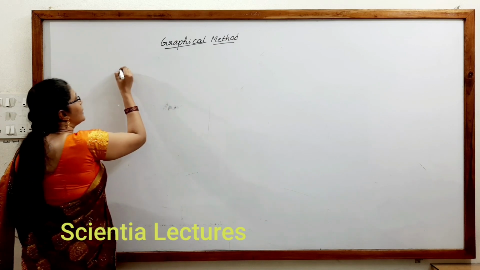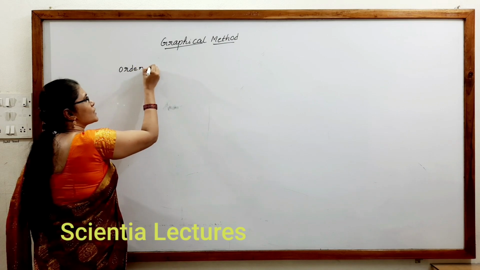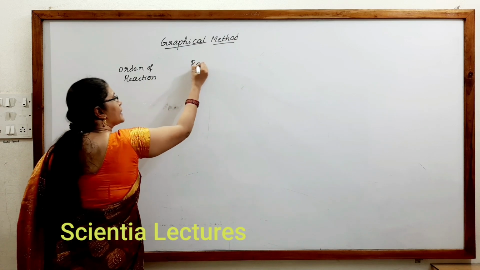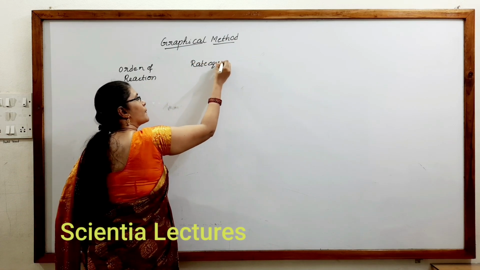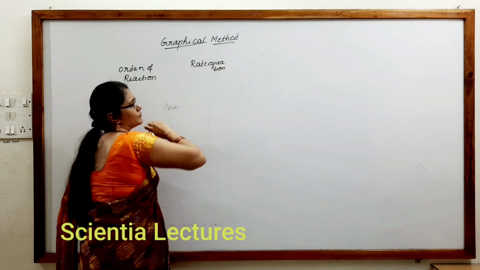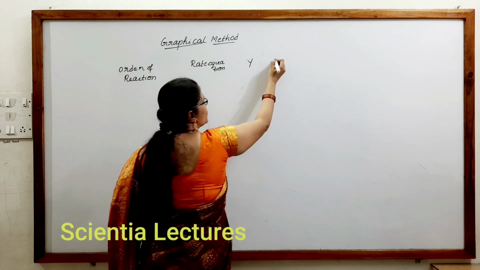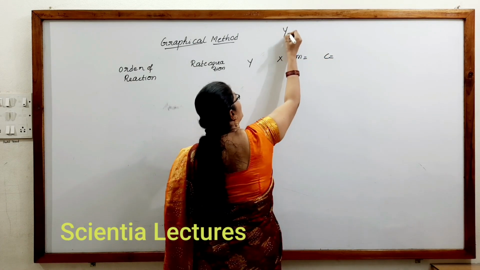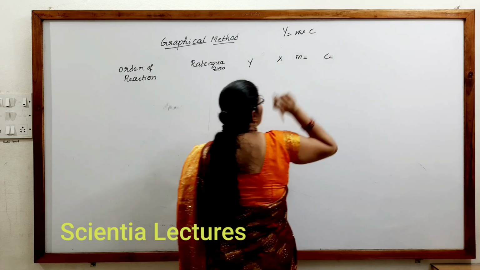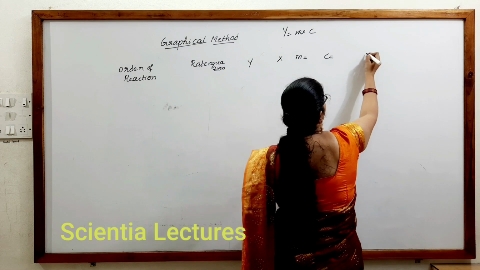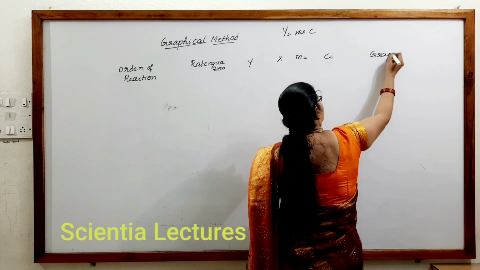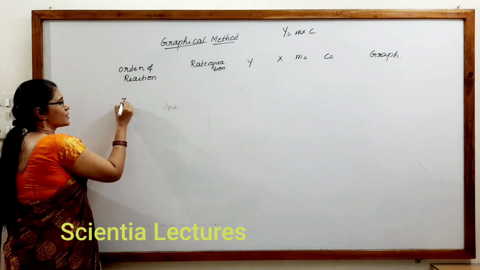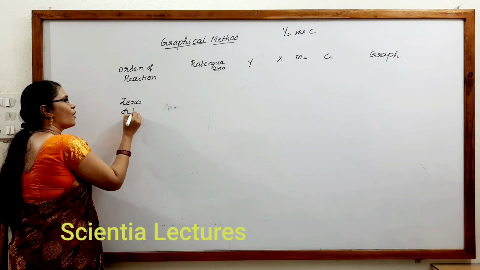For example, let us take an order of reaction, its rate equation, and what is taken in the y-axis, what is taken in the x-axis, what is its m in y equal to mx plus c, what is its y-intercept, what is its graph. Now let us see if it is a zero order reaction.